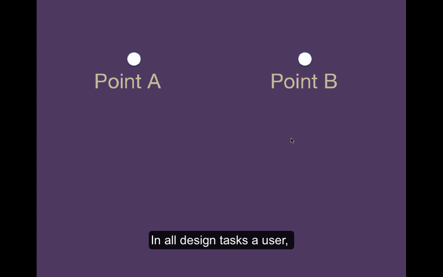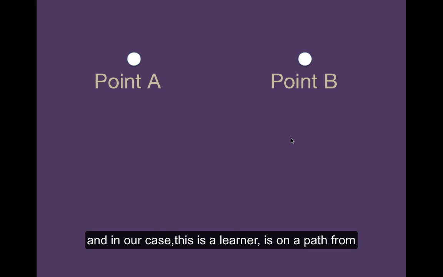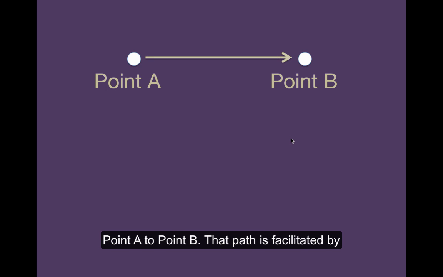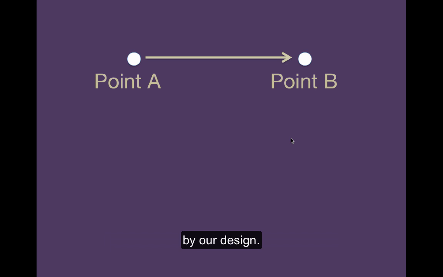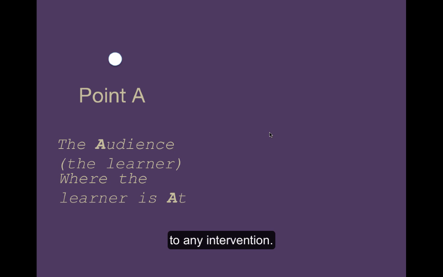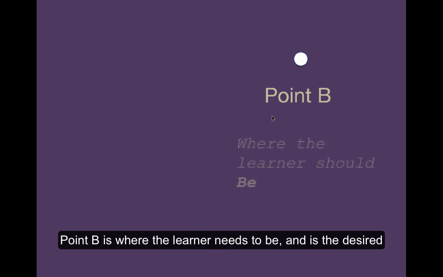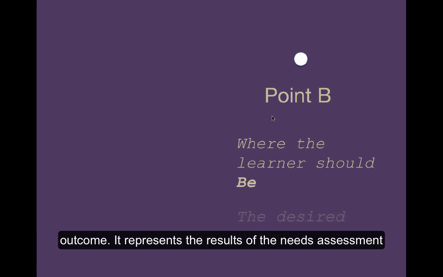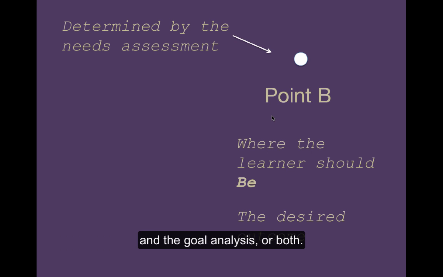In all design tasks, a user, and in our case this is a learner, is on a path from point A to point B, and that path is facilitated by our design. Point A represents where the learner is at prior to any intervention. Point B is where the learner needs to be. It is the desired outcome, and it represents the results of the needs assessment and the goal analysis, or both.